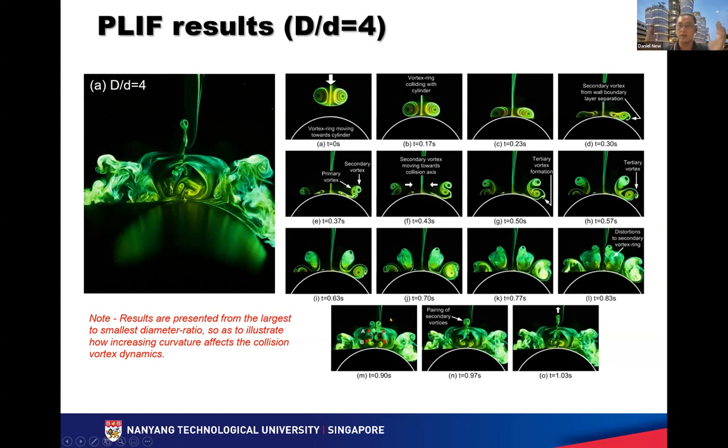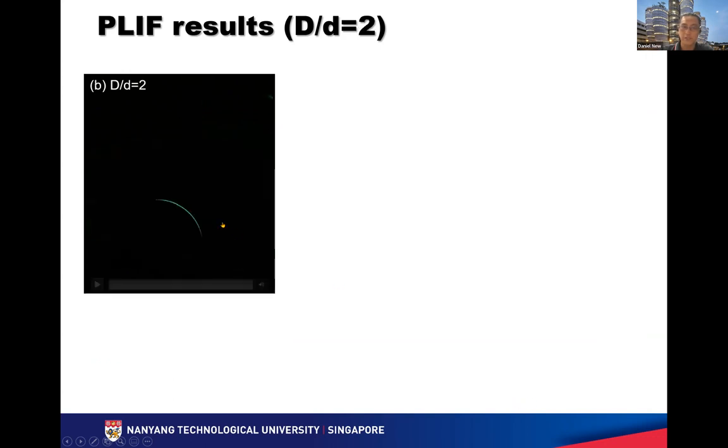Once they meet along the collision axis, they move in the opposite direction of the primary vortex ring translation direction, moving upstream as a vortex dipole. That really caught our attention, because the next thing we were wondering is what's going to happen if the cylinder diameter gets smaller? So this is a cylinder with half the diameter. The diameter ratio is 2 now instead of 4. And this is what we get.